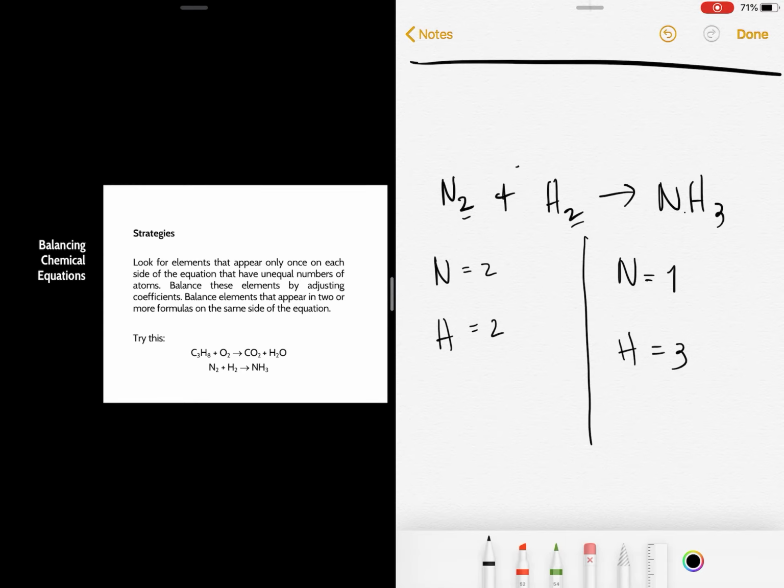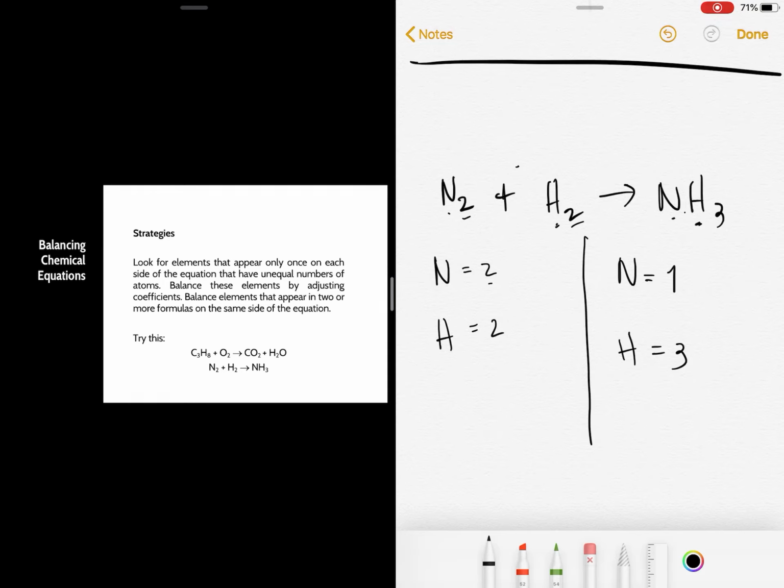Where do you start balancing? Check the elements muna, no? Nitrogen was only written once in the reactant side. Isang beses lang din siya naisulat sa product side. Si hydrogen ay isang beses lang naisulat sa reactant side. Isang beses lang din siyang naisulat sa product side. So, kahit sino, pwede kang magsimula kahit sino, no? Okay, so let's start with nitrogen.